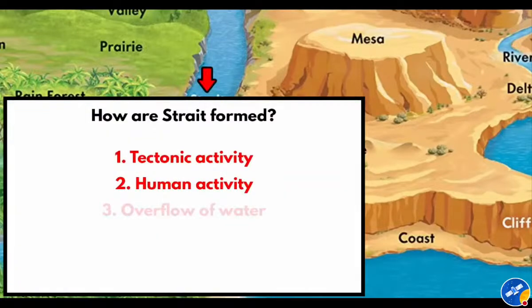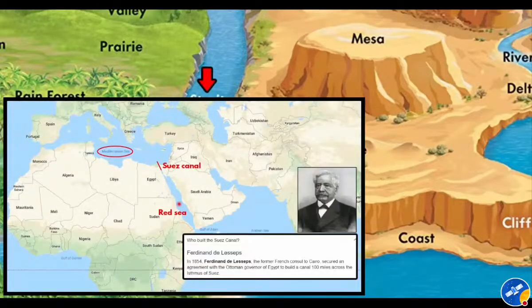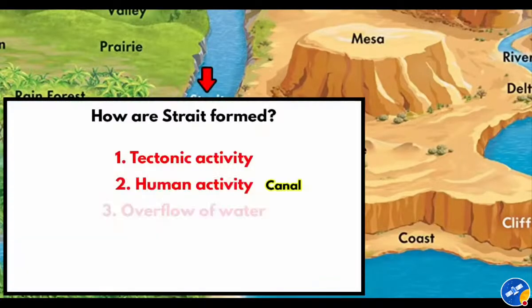Another way a strait can be formed is by human activity. If it is done by humans, then we also call them canals. The Suez Canal is a good example. It connects the Mediterranean Sea and the Red Sea. And the third way by which a strait can be formed is when a body of water overflows on the land and completely erodes the land and drowns it.